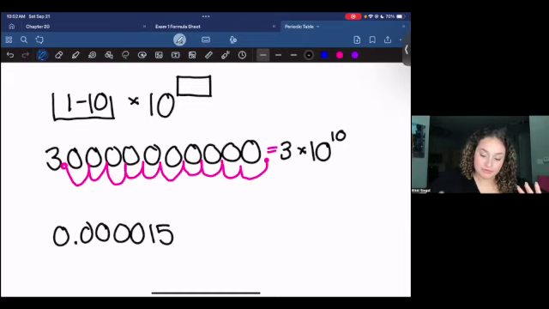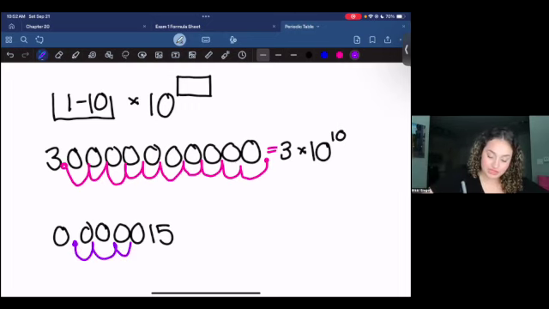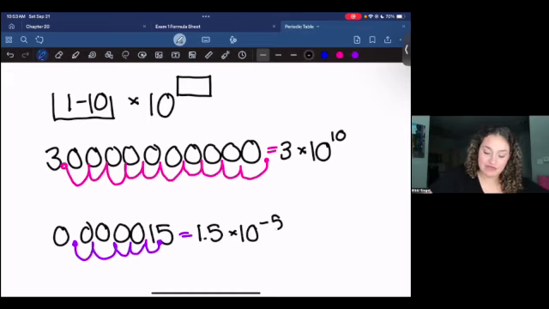For a smaller number, we have our decimal point right here, and I want to see how many times I move it to get 1.5. 1, 2, 3, 4, 5. So this is going to give me 1.5 times 10 to the negative 5.